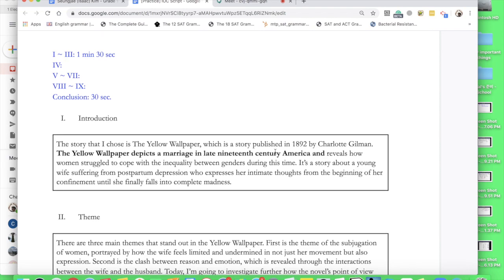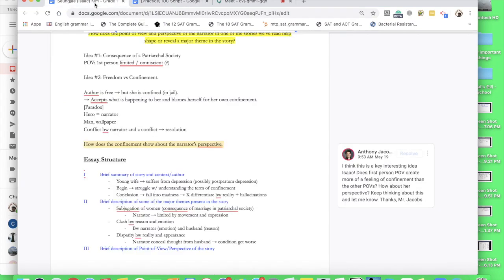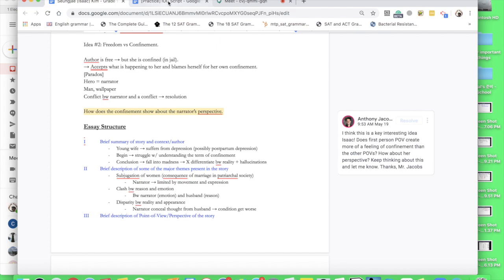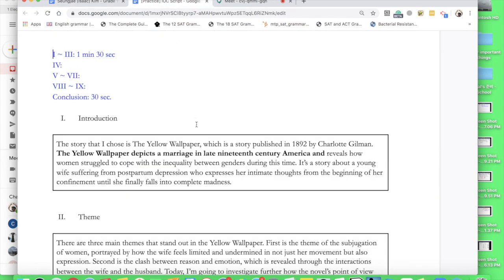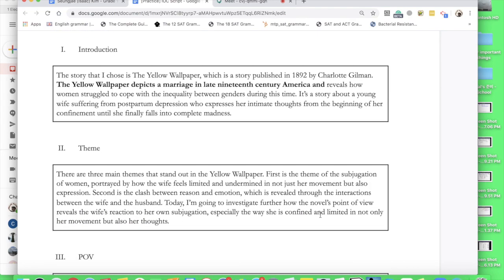Okay, so the story that I chose for the IOC is The Yellow Wallpaper, published in 1892 by Charlotte Gilman. The Yellow Wallpaper depicts a marriage in late 19th century America and reveals how a woman struggled to cope with the inequality between genders during this time. It is also a story about how a young wife suffering from depression, potentially postpartum depression, expresses her intimate thoughts from the beginning of her confinement until she finally falls into complete madness at the end.